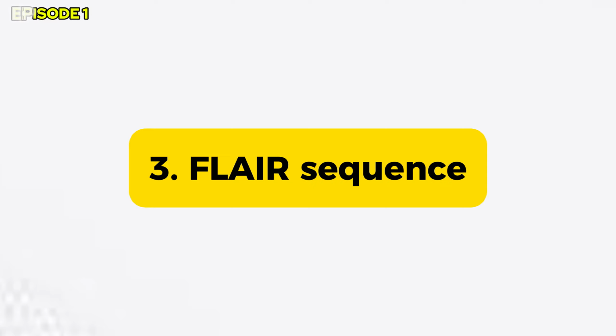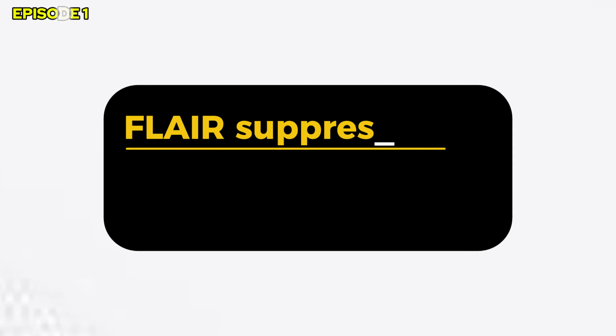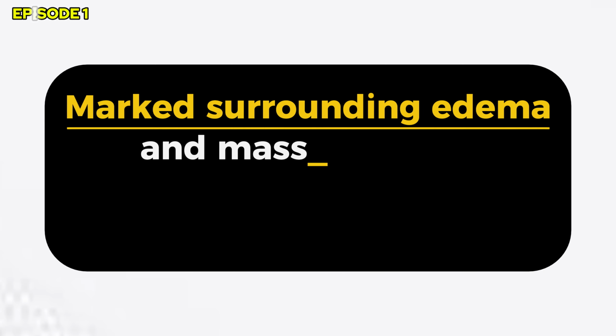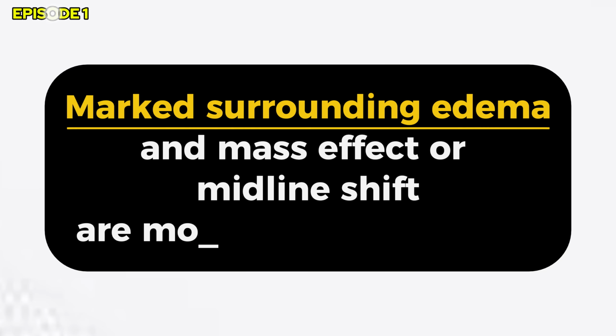So next we are coming to the FLAIR sequence, which is the most important sequence after the T1 contrast. We will look for FLAIR suppression, which is very characteristically seen in neurocysticercosis if there is hypodensity in the FLAIR sequence. Edema, marked edema as well as midline shift, more common in tuberculosis.